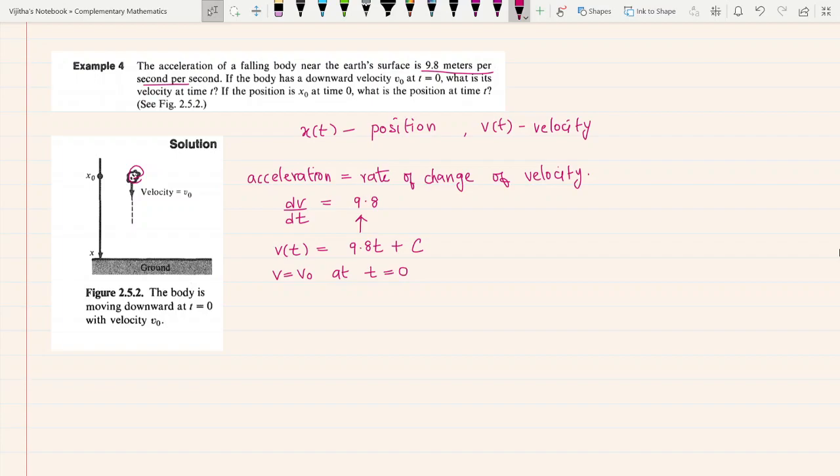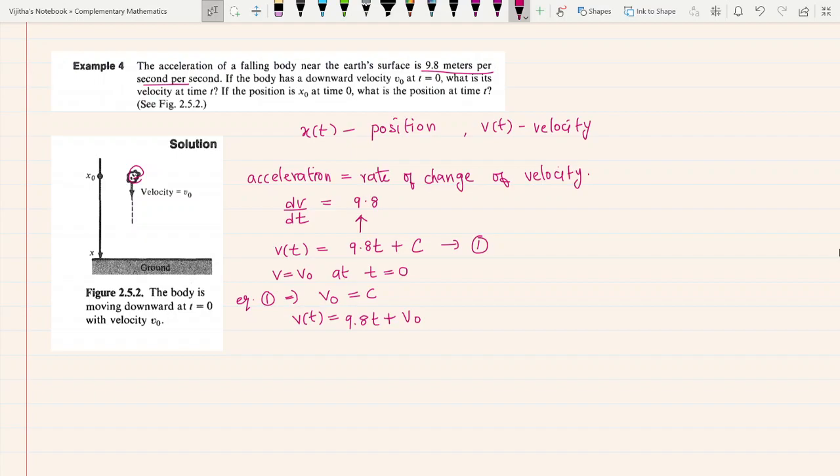So when you put t equal to 0 in equation 1, v takes the value v naught. So LHS becomes v naught, t is 0, so v naught equals c. So equation 1 becomes v of t equal to 9.8t plus v naught. So in this way we got the velocity v of t.